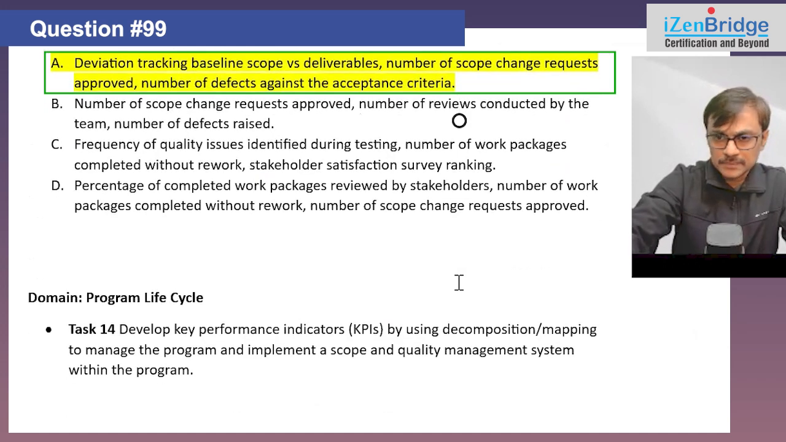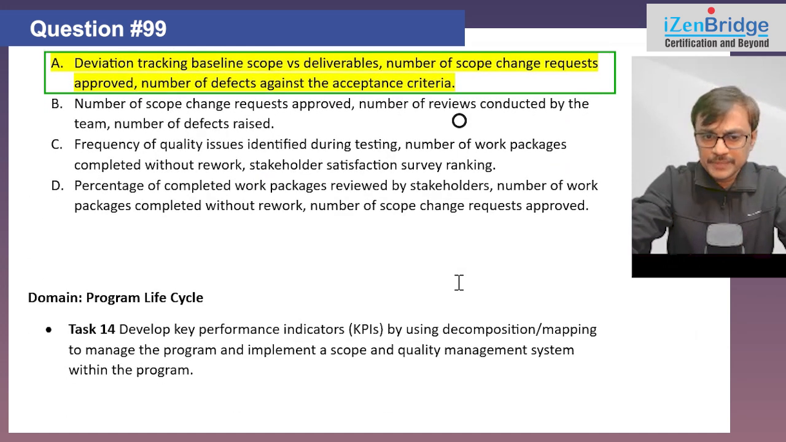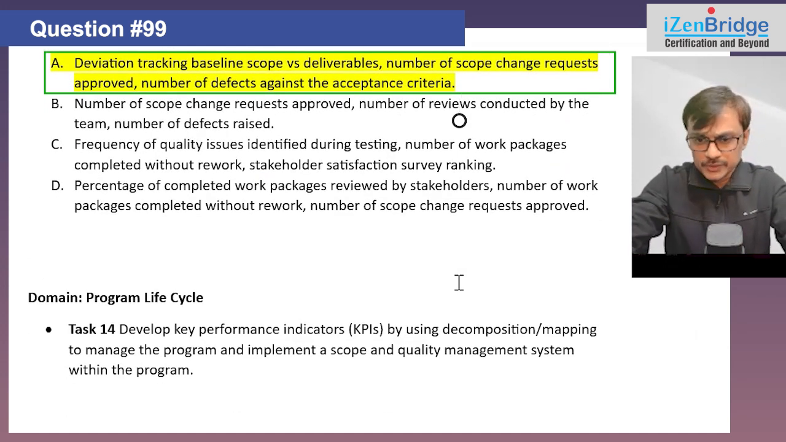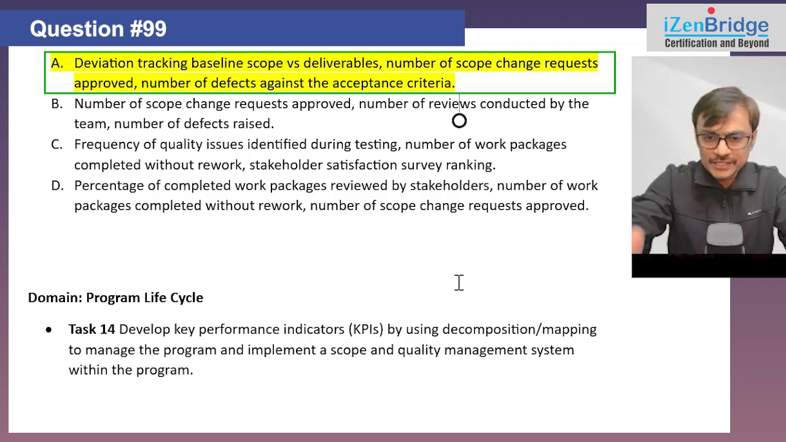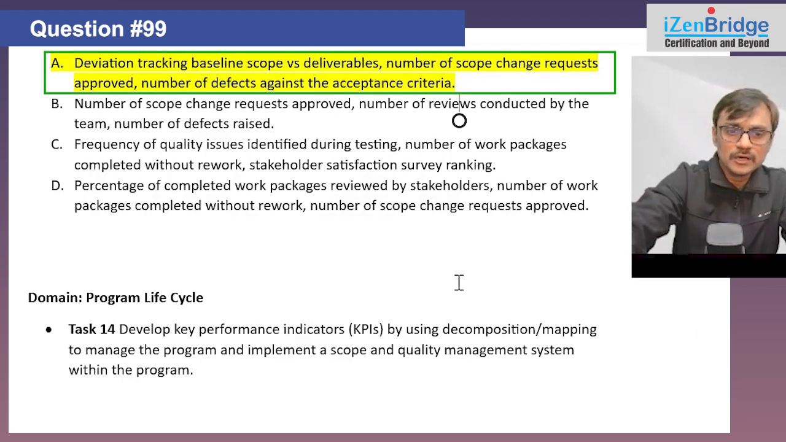So this maps to task 14, where we develop key performance indicators by using decomposition and mapping to manage the program and implement the scope and quality management system. Within the program, task 14 was more specifically talking about scope and quality related measurements.